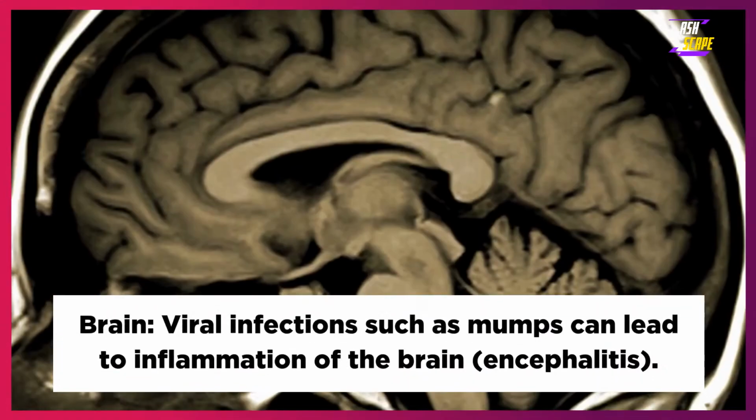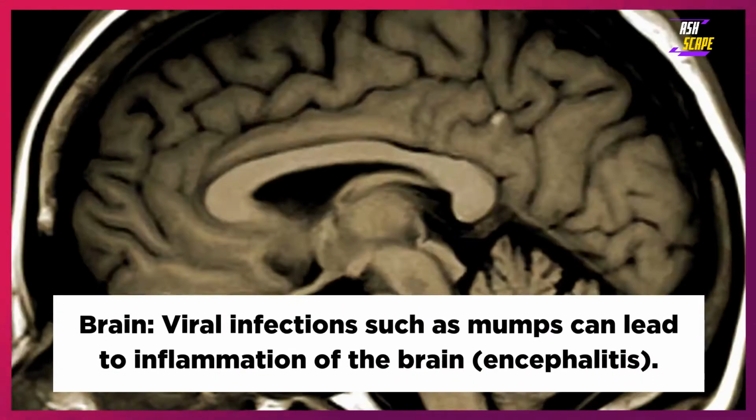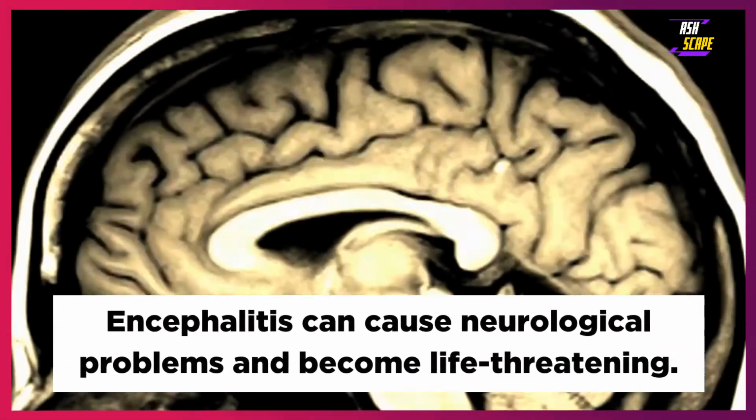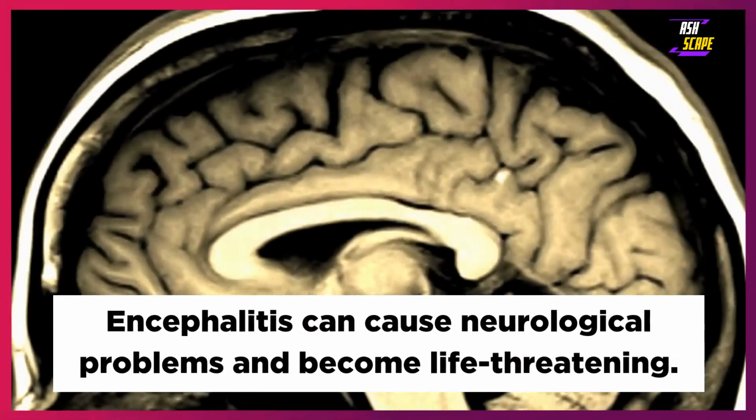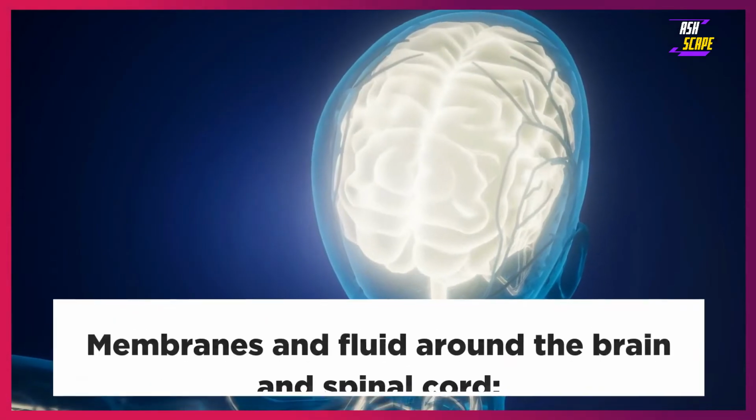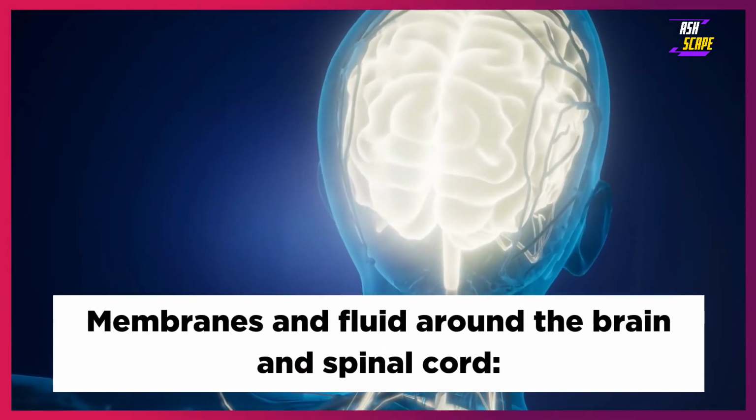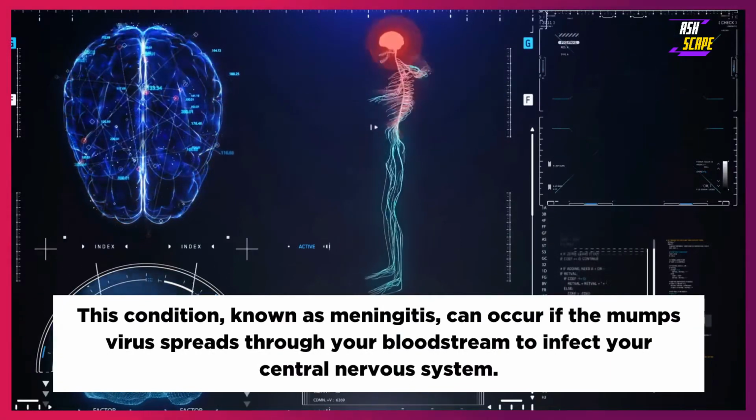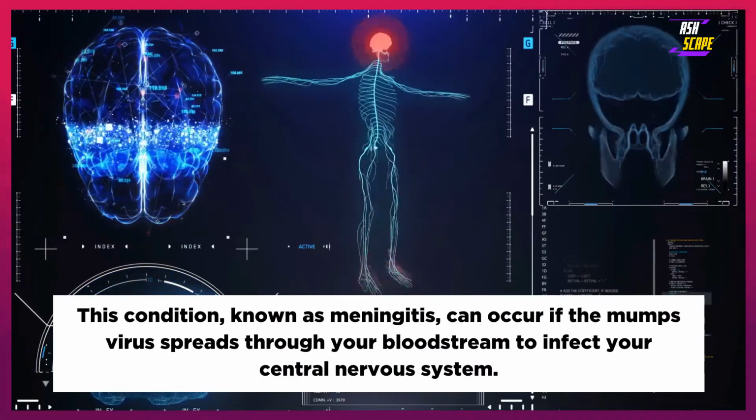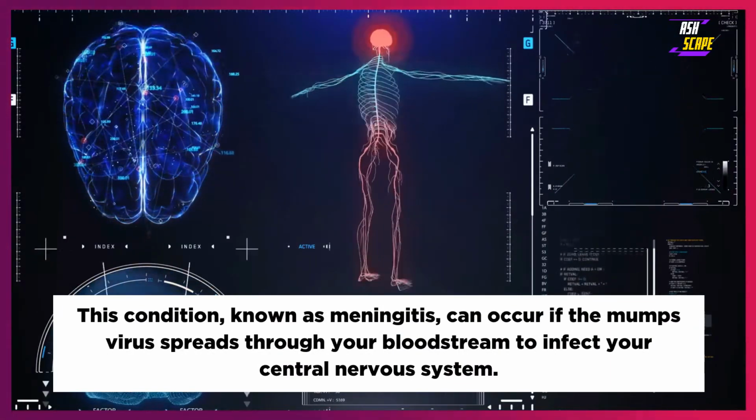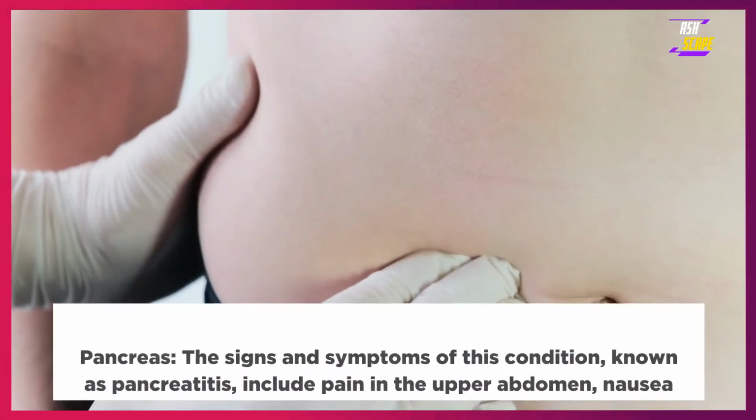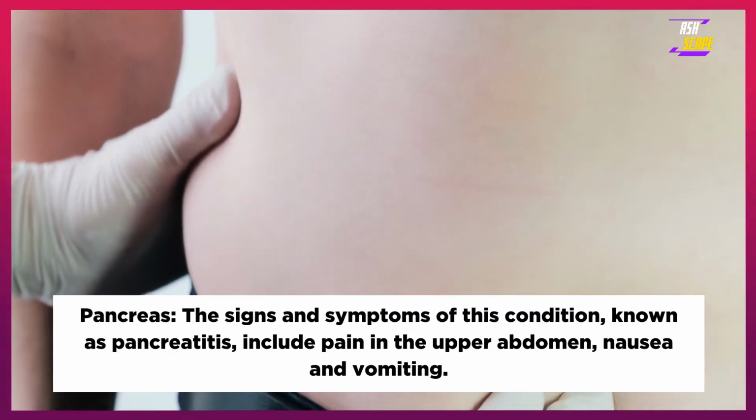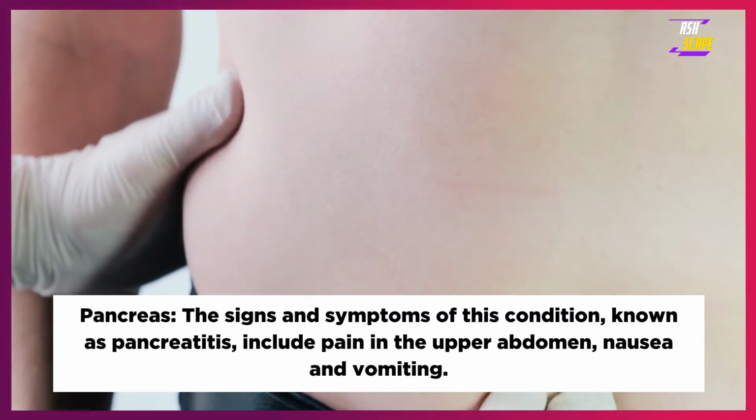Brain. Viral infections such as mumps can lead to inflammation of the brain, encephalitis. Encephalitis can cause neurological problems and become life-threatening. Membranes and fluid around the brain and spinal cord. This condition, known as meningitis, can occur if the mumps virus spreads through your bloodstream to infect your central nervous system. Pancreas. The signs and symptoms of this condition, known as pancreatitis, include pain in the upper abdomen, nausea and vomiting.